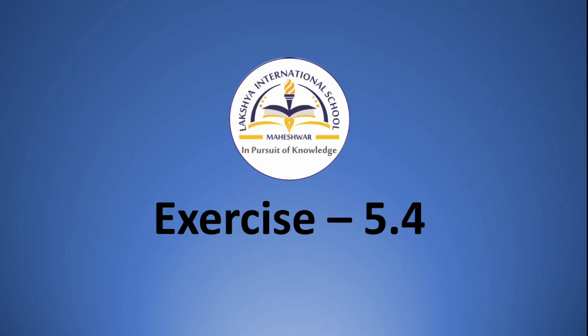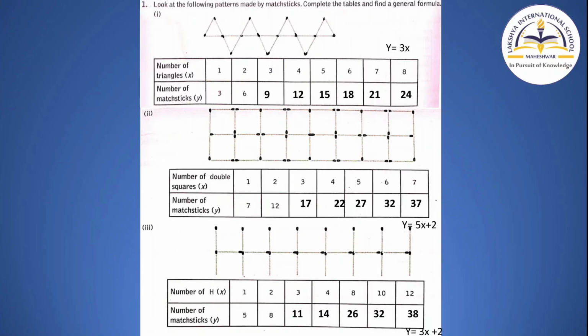Now we will see exercise number 5.4. Question number 1, look at the following pattern made by matchsticks. Complete the table and find the general formula. Here we will see one pattern is given here which is made up of matchsticks. So how many triangles are given? 1 2 3 4 5 6 7 8. Now we have to count the number of matchsticks.